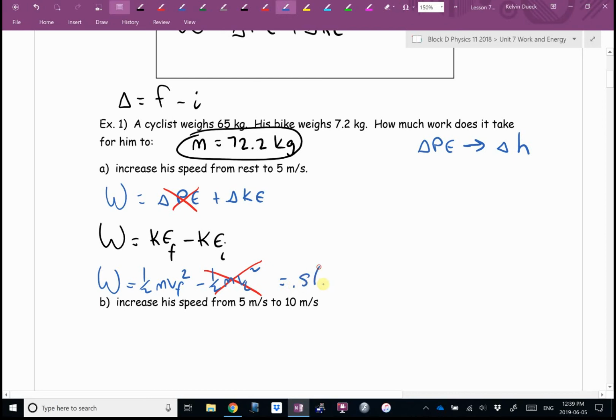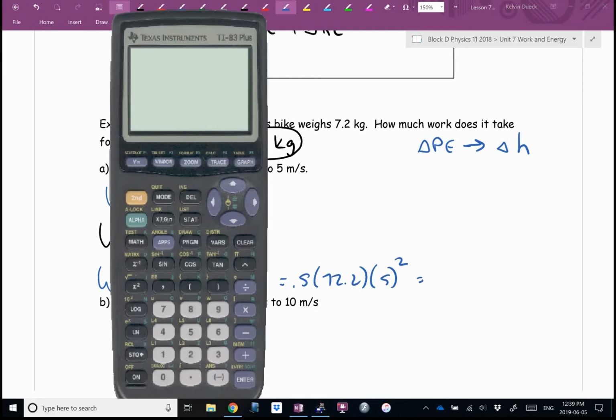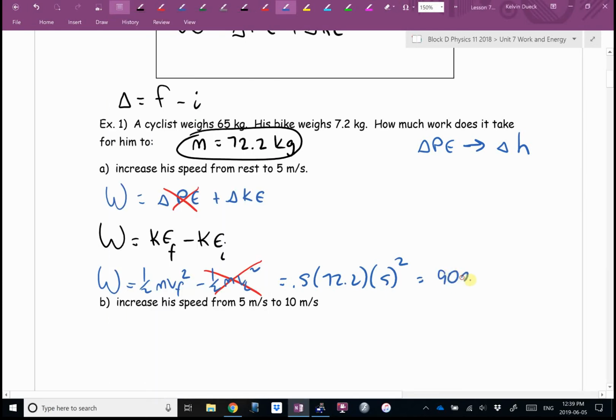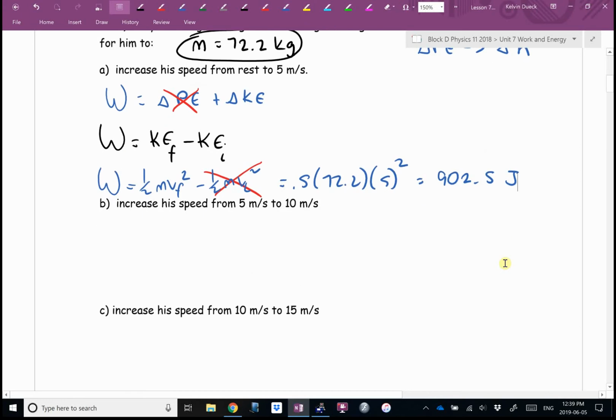It's going to be 0.5 times 72.2 times 5 squared, which is what? You get 902.5 joules. B. What if he wants to increase his speed from 5 meters per second to 10 meters per second?